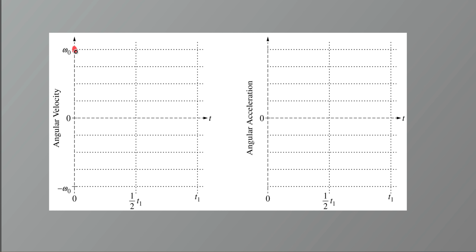So it looks like we'll have the same graph up until we get to 1/2 t1. I can fill that in here. But now, as we add friction into the mix, we're going to have less angular acceleration. Therefore, our graph is going to get a little bit of a curve to it. So I would probably do something kind of like that.